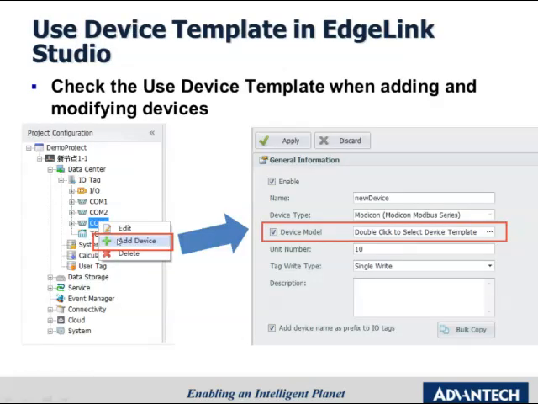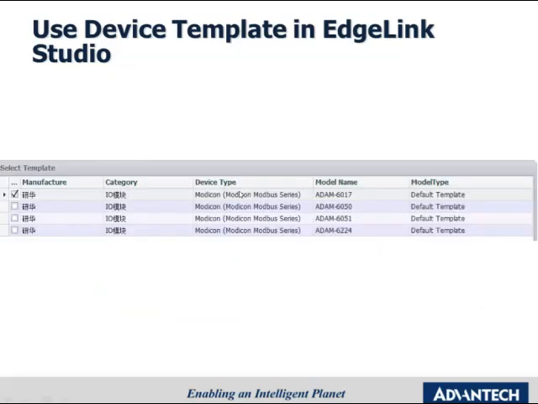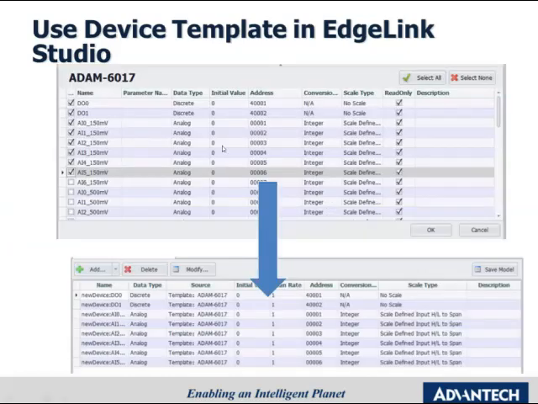If the customer wants to use the device template in the eLearning Studio, please add the device in the eLearning Studio as usual, and then check the device model when adding or modifying devices. Double-click the device template selection box to bring up the panel to view and select all the device templates in the default template and user template supported by the device driver. The tags under the template can be selected all or in part. After clicking the OK button, the user template is set for the device.